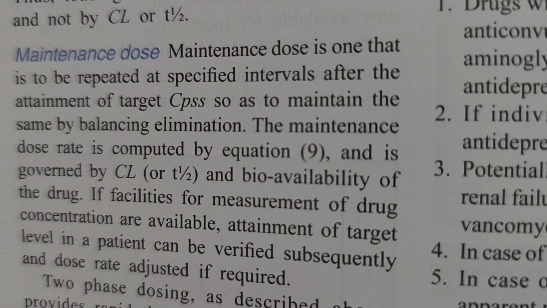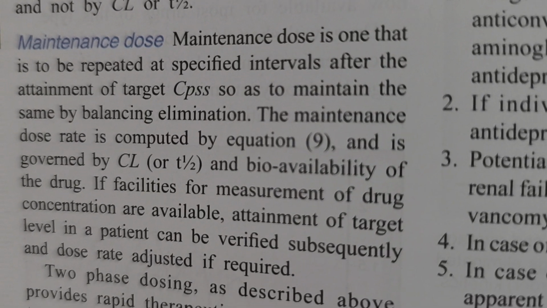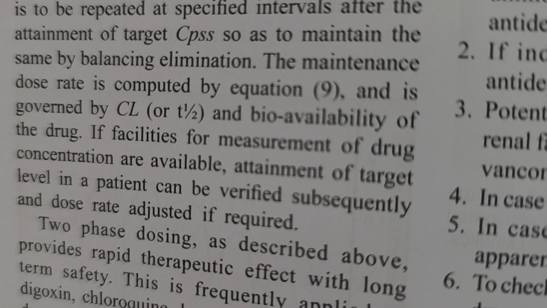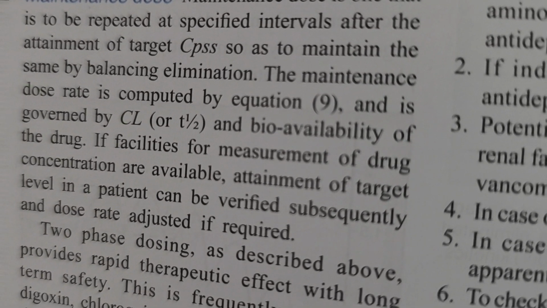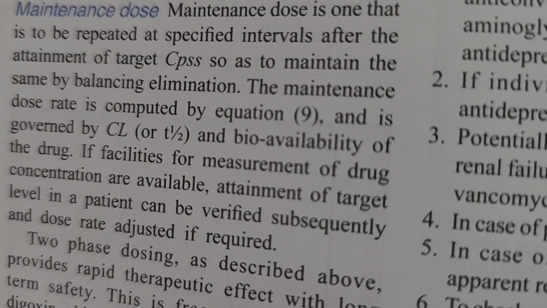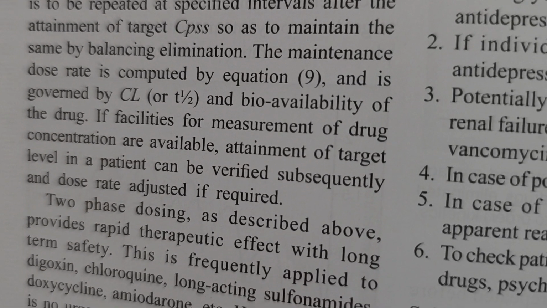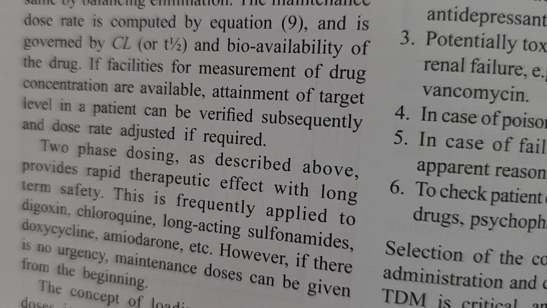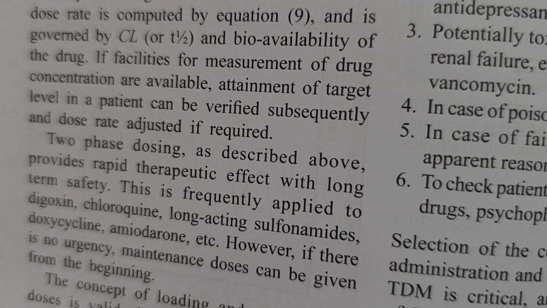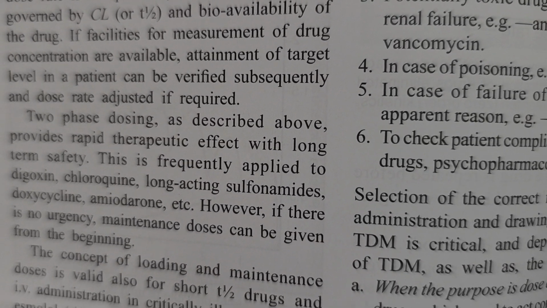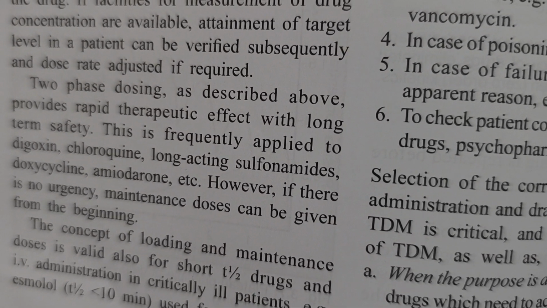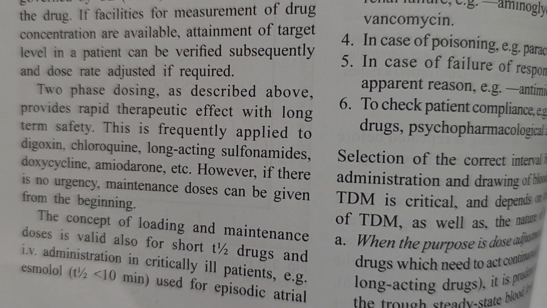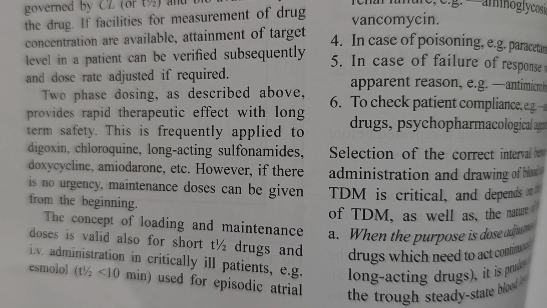Now, what is maintenance dose? Maintenance dose is the one that is to be repeated at specified intervals after attainment of target steady plasma concentration, so as to maintain the same by balancing elimination. The maintenance dose is governed by clearance and bioavailability of the drug. If facilities for measurement of the drug concentration are available, attainment of target level in a patient can be verified subsequently and dose rate adjusted if required.